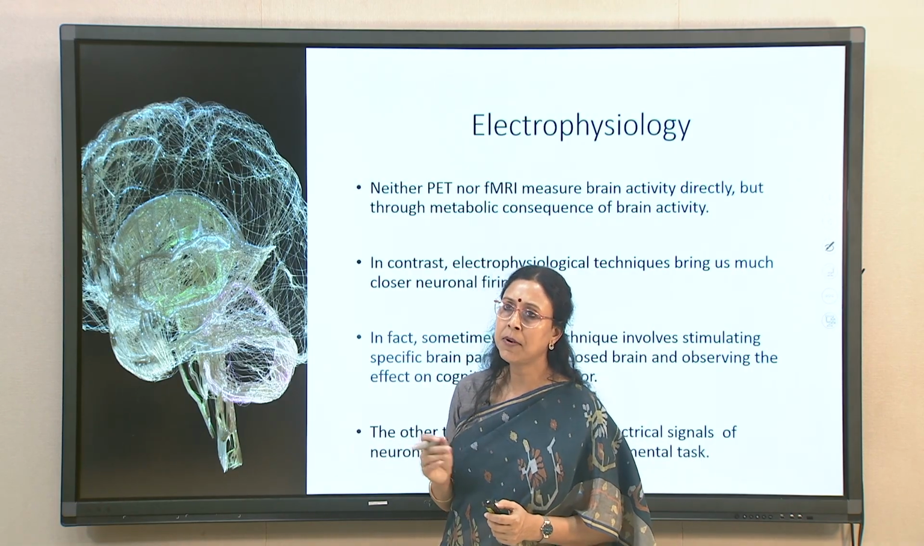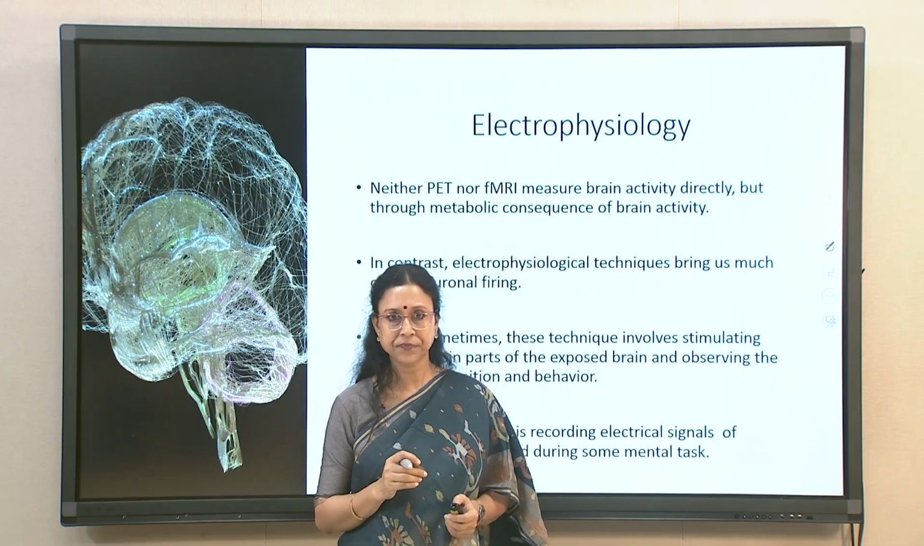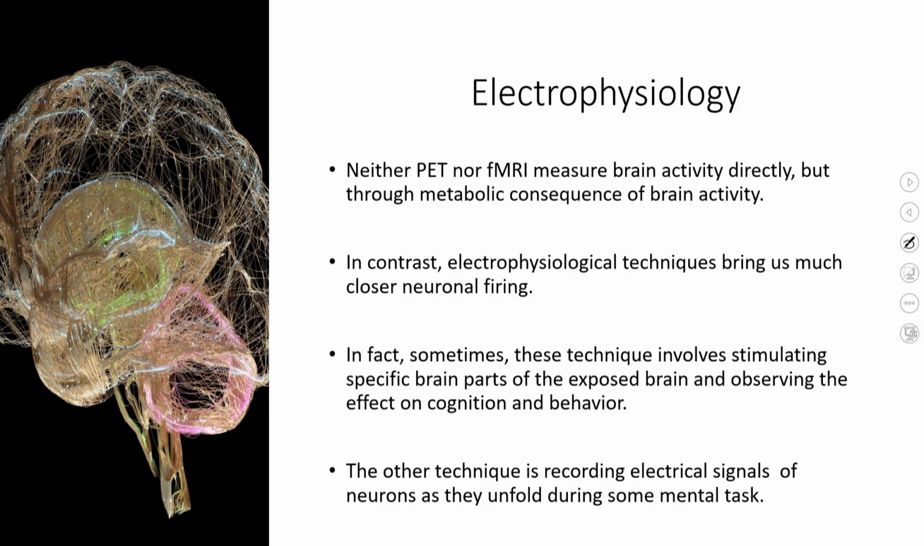The other type of machines that we have are in the domain of electrophysiology. Now, neither PET, fMRI, NIRS, none of them map the brain activity directly, but through metabolic consequences of the brain activity.